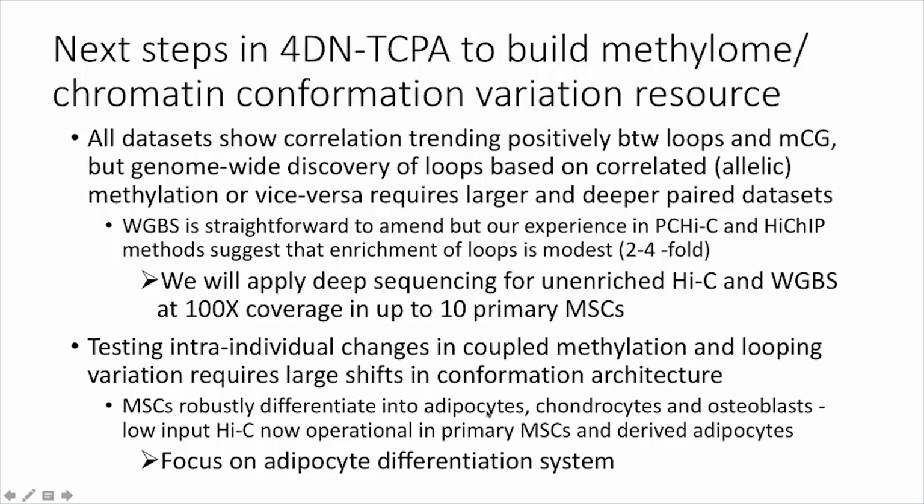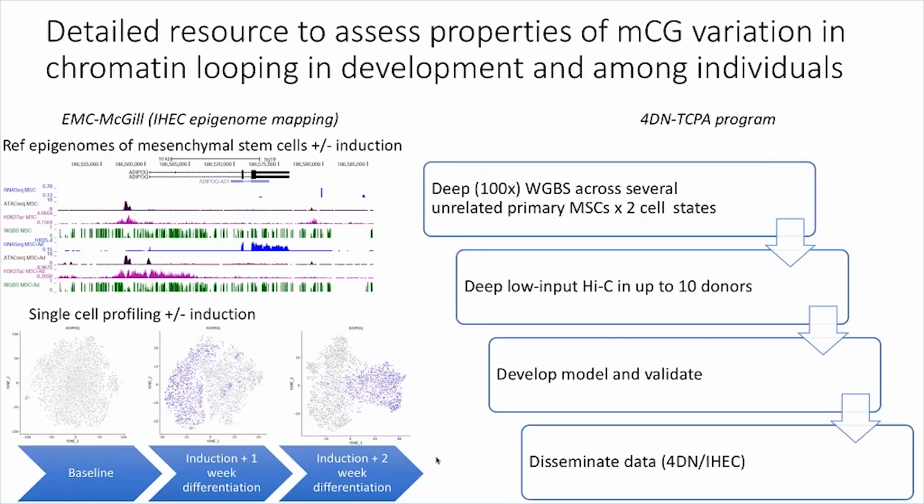And we've decided that initially we thought that we would use several different differentiation protocols in the mesenchymal stem cells, from mesenchymal stem cells to adipocytes, chondrocytes, or osteoblasts, but now we'll focus on the adipocytes and generate higher density data for both Hi-C and whole genome bisulfite sequencing for the remainder of the project.